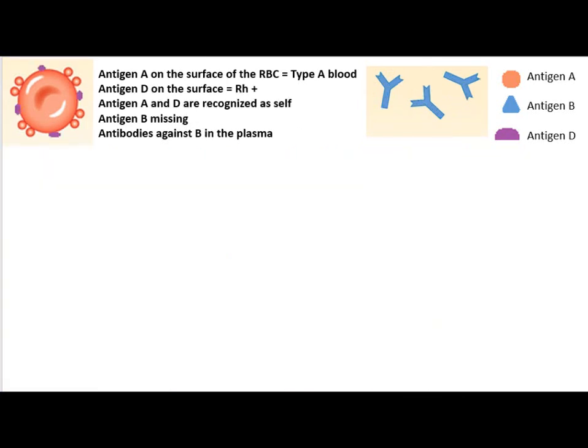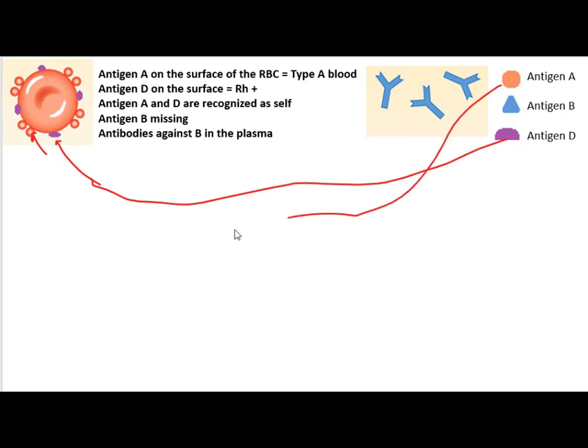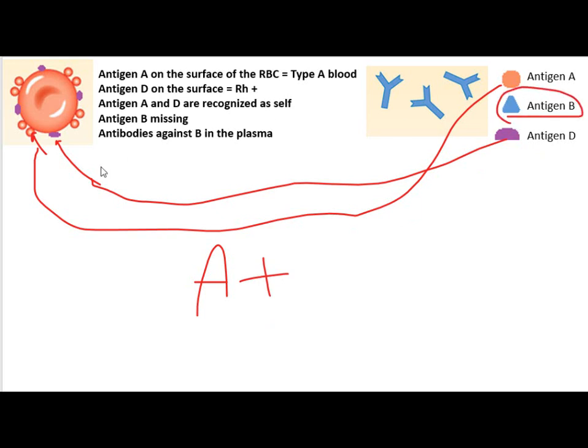And when we look at the plus, what we see over here is a blood type with antigen A, and red blood cells with antigen D. So these red blood cells contain antigen A and antigen D. What is our conclusion? That's A plus blood type. What is missing? B is missing. Because B is missing, this blood type will have antibodies against B in the plasma.